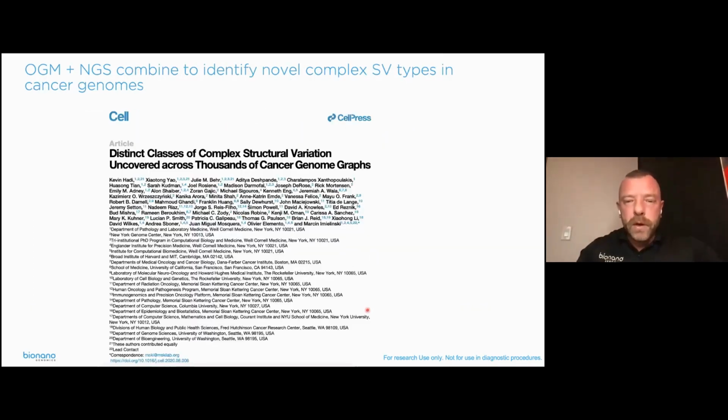And then somewhat similarly, a team at Weill Cornell led by Marcin Imielinski used NGS and optical genome map data to identify novel complex structural variants in cancer genomes.